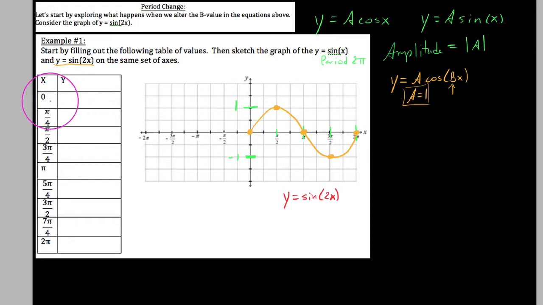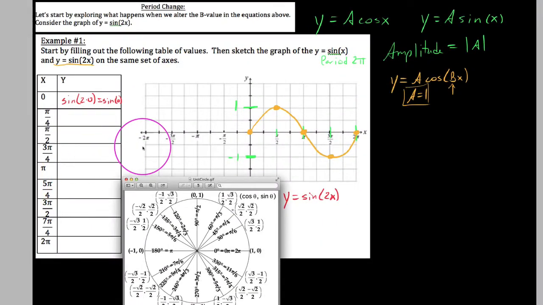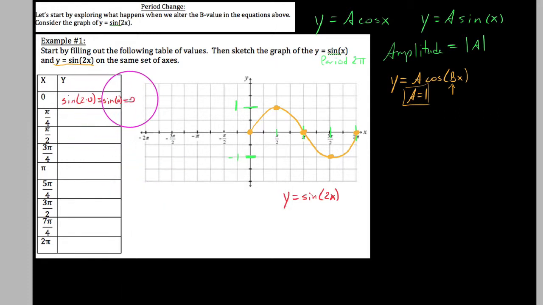If we were to find y equals sine 2x when we plug in 0, what you're going to see is this. We get sine of 2 times 0, which is sine of 0, and we can see this from the unit circle here. I've got one down here. We say sine of 0 is just 0, so we'd get 0. So the point (0, 0) would be on this graph here.